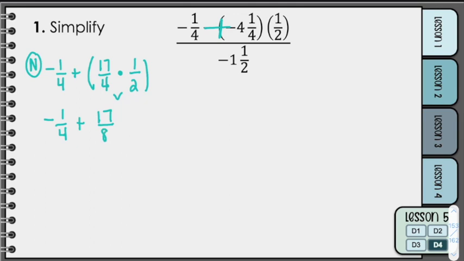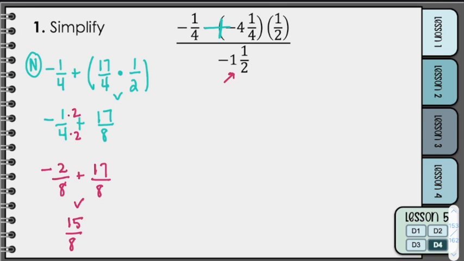We need to find a common denominator. So that means we're going to take 4. We're going to multiply this by 2 and this by 2 in order to get negative 2 over 8. Common denominator of 8, 17 over 8. We simplify. We get 15 over 8. I'm going to keep it as a fraction just because we're going to be dividing.